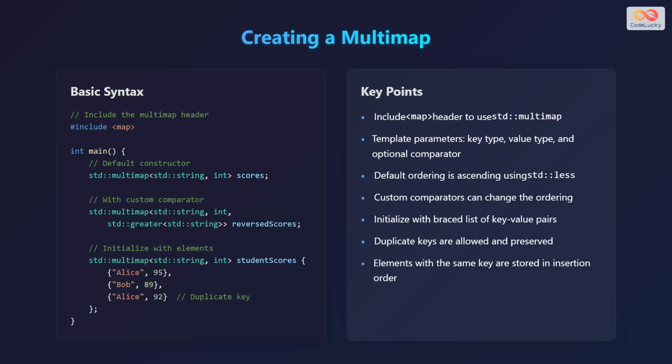You can initialize a multimap with elements using a braced list of key-value pairs like this: std::multimap<std::string, int> student_scores = {{"Alice", 95}, {"Bob", 89}, {"Alice", 92}}. Notice that the key Alice appears twice, which is perfectly valid in a multimap.